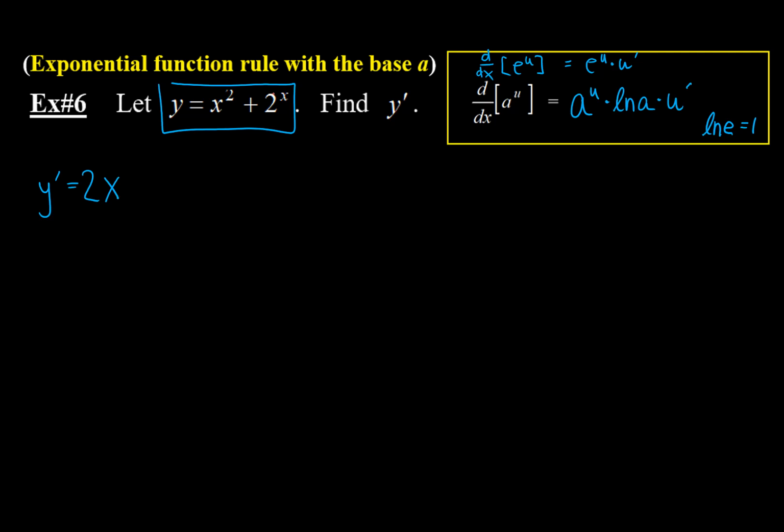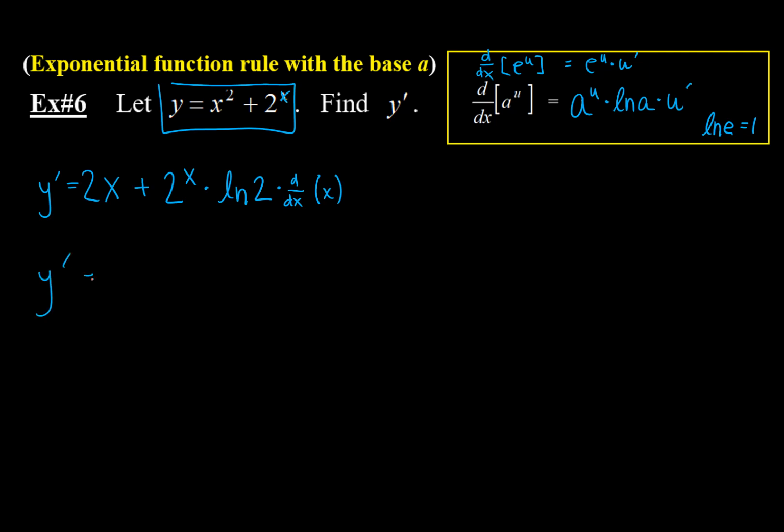Next, let's take the derivative of 2 to the x. Remember the formula: the derivative of a to the u is a to the u times natural log of a. So it's going to be 2 to the x times the natural log of the base, which was 2, and then times u prime, the derivative with respect to x of x, because that's what my exponent was.